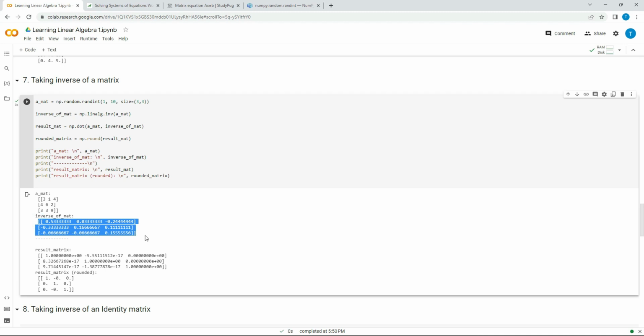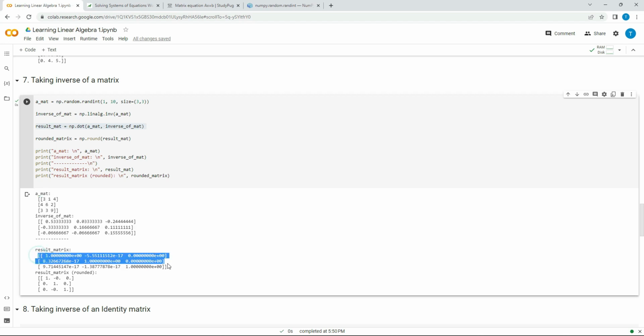Now the cool thing about inverses is that when you multiply the inverse of a matrix by the original matrix, you get back the identity matrix. I know there's lots being said there, but basically here's the inverse, and I multiply it with my AMAT, my regular matrix. Here's the command right here: AMAT times the inverse of AMAT. So I multiply these two matrices, and the resulting matrix is right here.